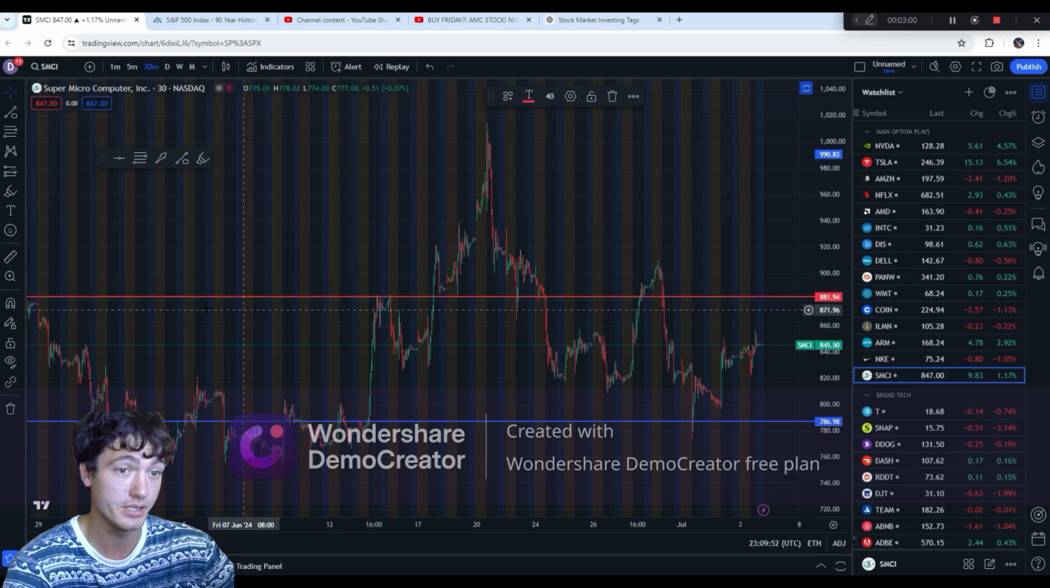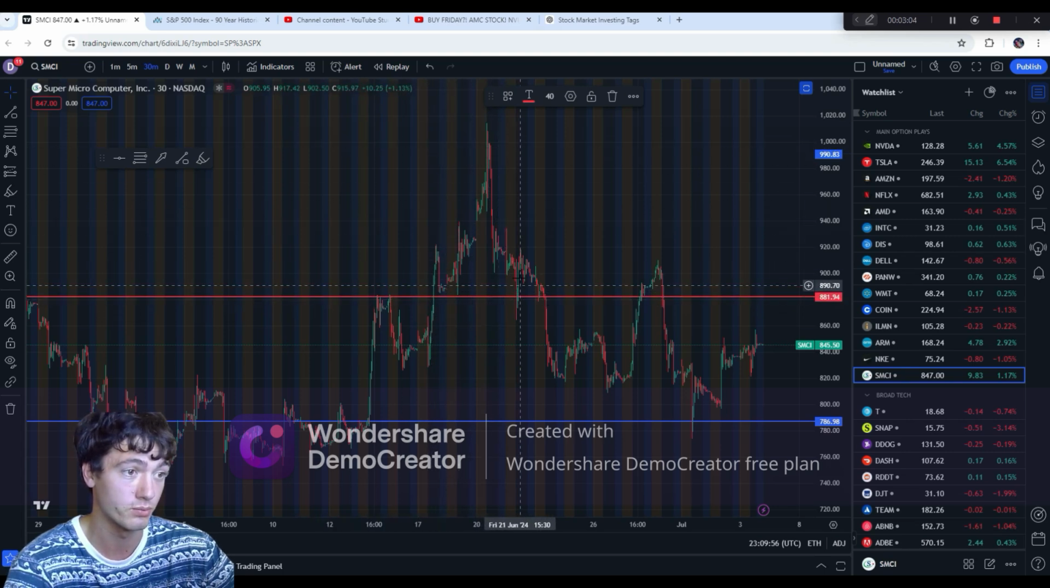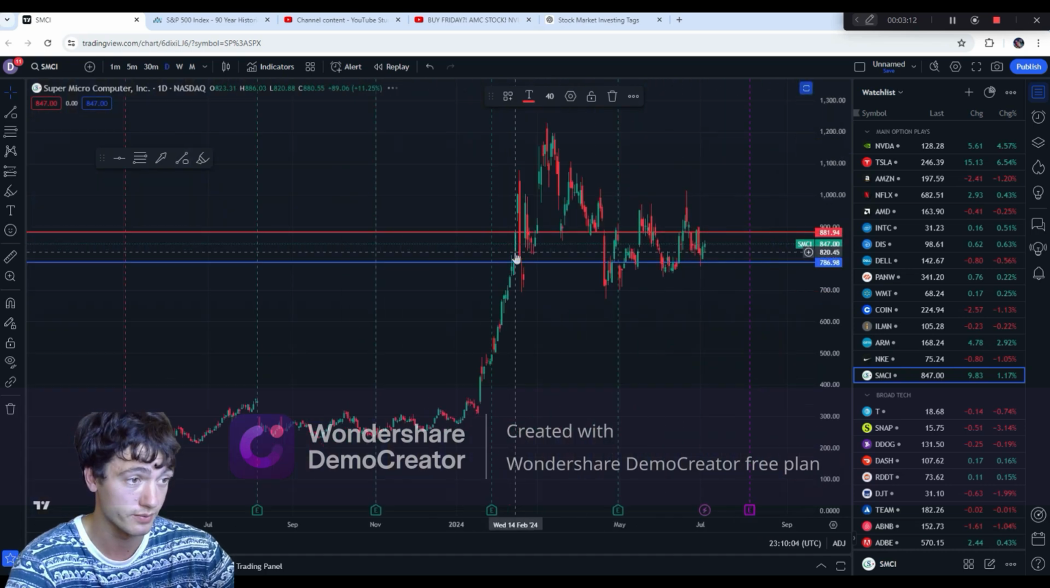Now it broke that resistance, right? And it was using it as support. Boom, off support. Boom, support. Boom, break support. Now it's resistance again. Went up there as resistance. Didn't want to pass it. Came back down. You go to the daily chart.